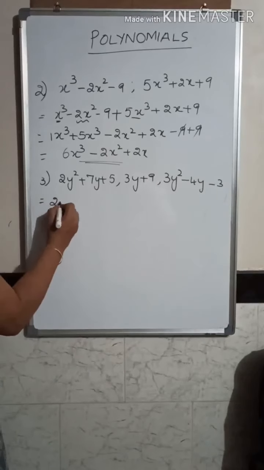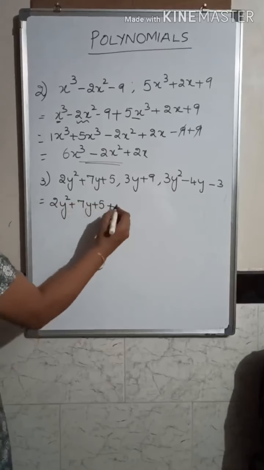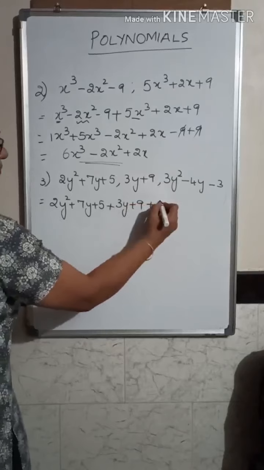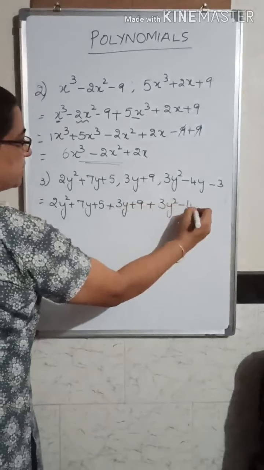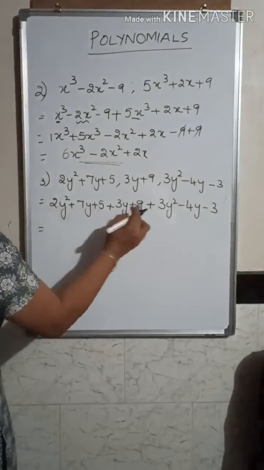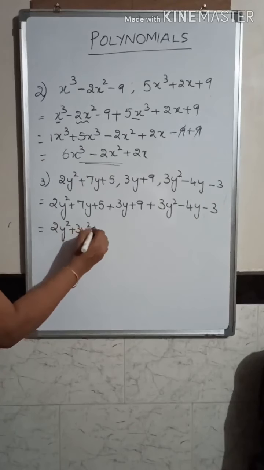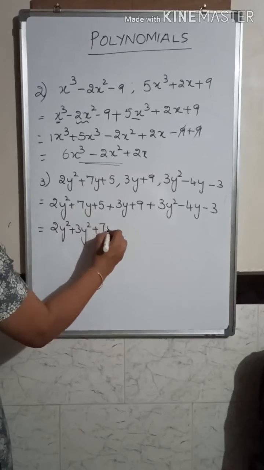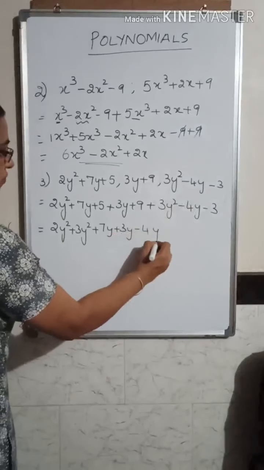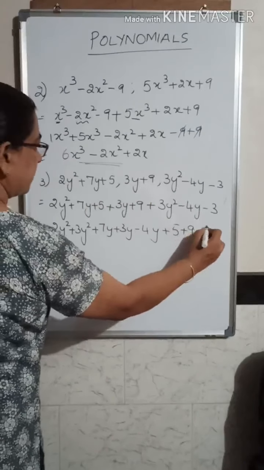So you can write this as 2y square plus 7y plus 5, put a plus sign. Then the second is 3y plus 9, then put a plus sign, then 3y square minus 4y minus 3. Now grouping the like terms, all y square terms group together, so you get 2y square plus 3y square. Then we group the y terms, that is 7y plus 3y, and minus 4y. Then we group all the constants, so you have 5 plus 9 minus 3.